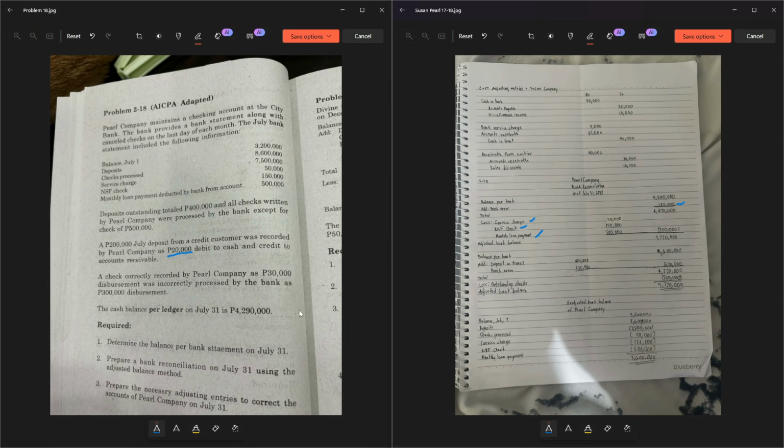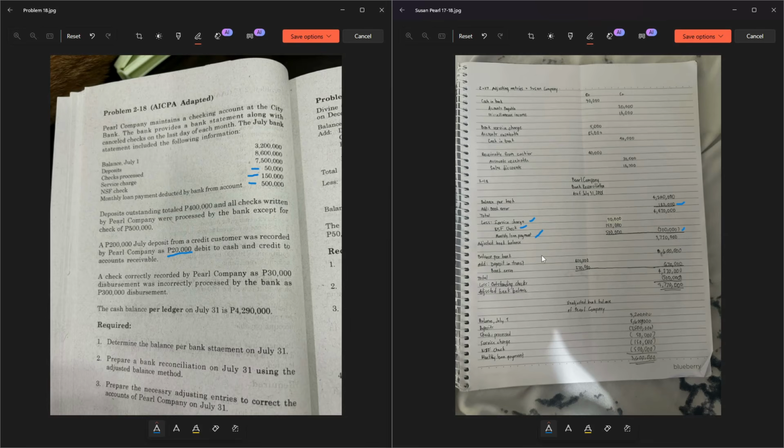The monthly loan payment is 500,000 stated here, NSF check of 150,000, and a service charge of 50,000. So those are your debit memos. So a total of 700,000, you subtract that from your previous total in order to get your adjusted book balance of 3,770,000.